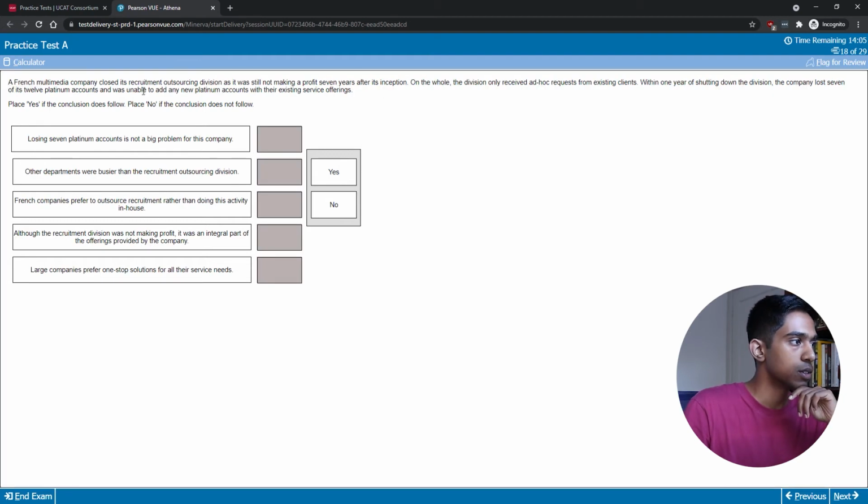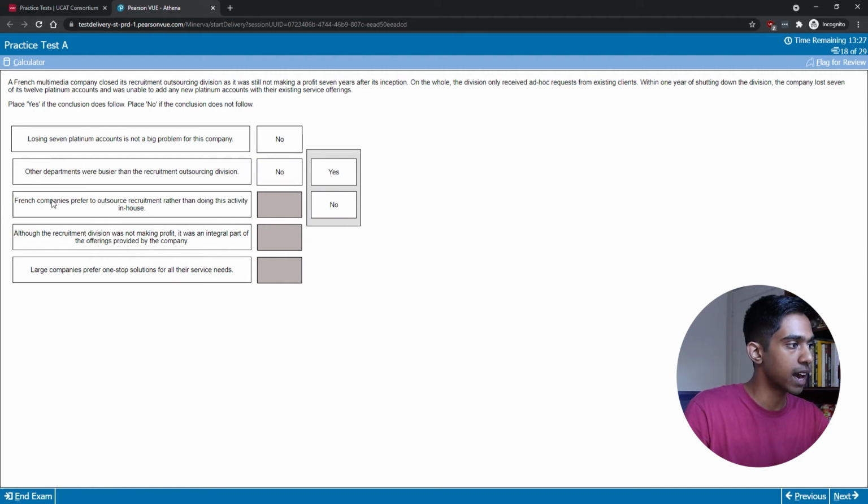French multimedia company closed its recruitment outsourcing division, not making a profit. The division only received ad hoc requests. Within 1 year of shutting down the division, the company lost 7 of its 12 platinum accounts. This one's interesting because you don't actually know if the division shutting down was the reason why this got reduced. But losing 7 platinum accounts is not a big problem for this company. Nothing about that in this. So no. Other departments were busier than the recruitment outsourcing division. Also no, you can't really tell that.